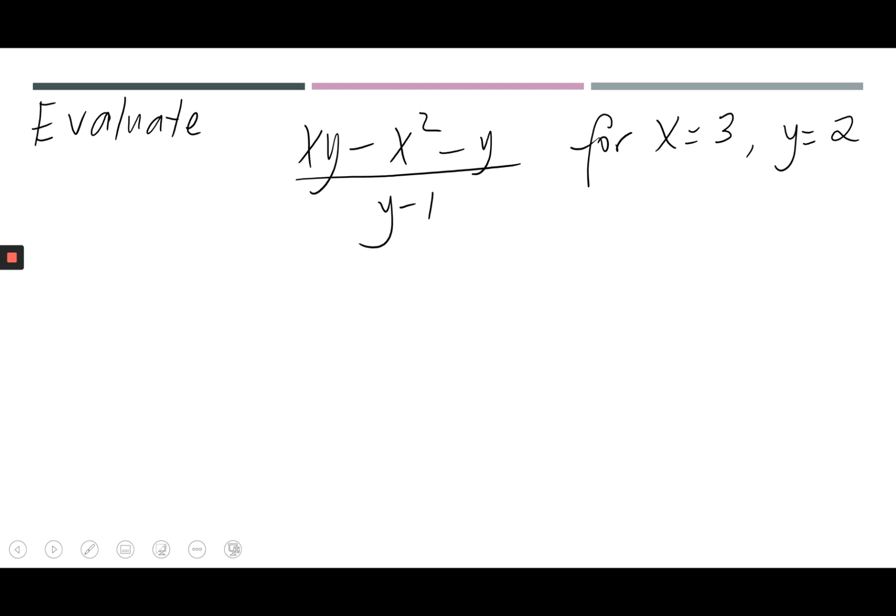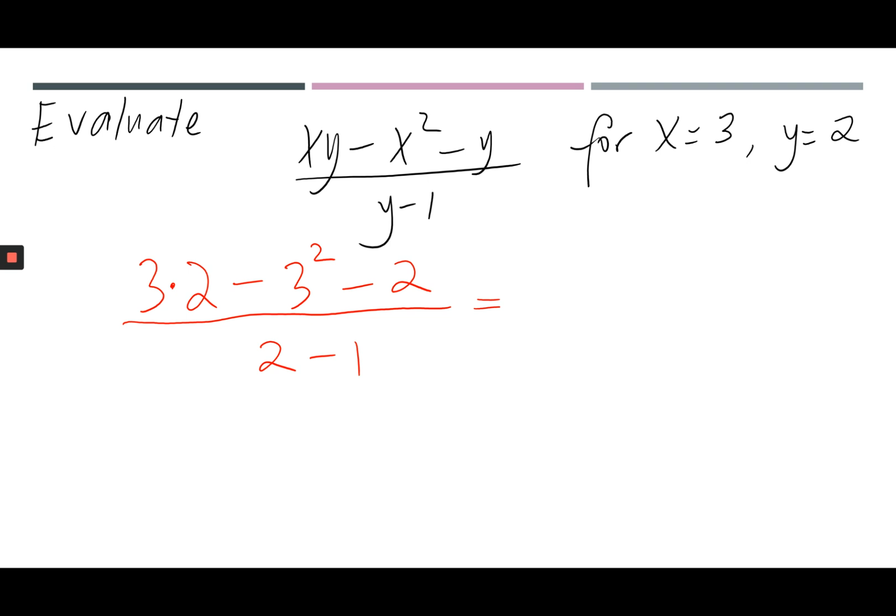x is 3, y is 2. If x is 3, times y is 2, minus x is 3 squared, minus y is 2. If your numbers are positive, you don't need to use parentheses. They are mostly obvious. y is 2 minus 1.